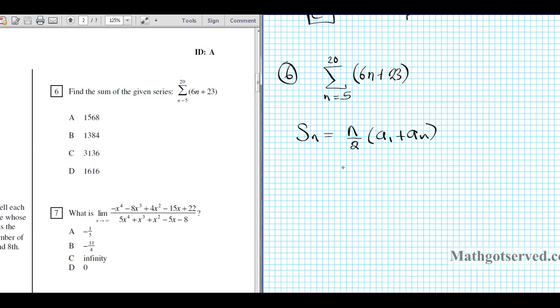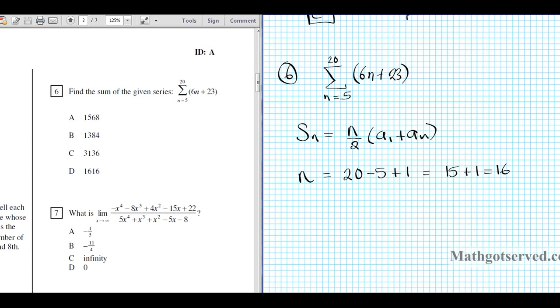Okay, all right, so in this case, let's find n first. n is simply the last term minus the first term plus 1. So basically, how many numbers are there from 5 to 20? It's going to be 15 plus 1, which is 16.